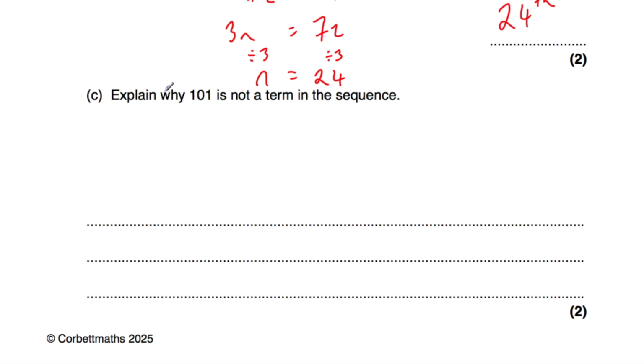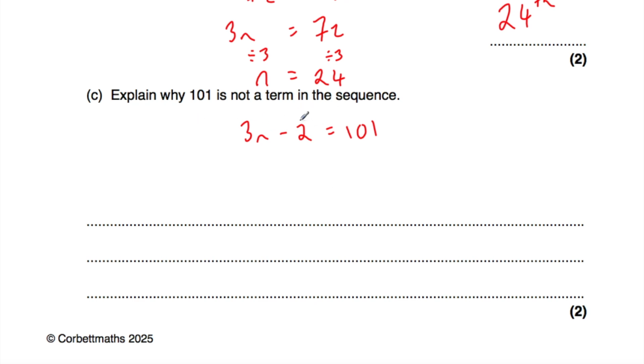Okay, so what I'm going to do is explain why 101 is not a term in the sequence. I'm going to take the nth term again, 3n minus 2, and I'm going to put it equal to 101. If we solve this equation, and it's a whole number, we'll know that 101 is in the sequence. But if it's a decimal number, then we'll know that 101 is not a term in the sequence, and it'll be in between two particular terms. And then we can explain that.